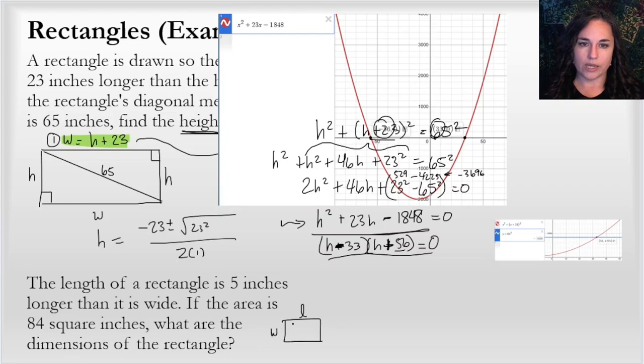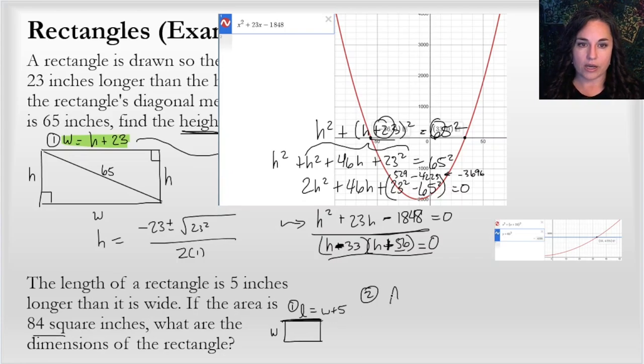When I draw this, I'm not going to do a length here and a width here. I'm going to say that the length of the rectangle is 5 inches longer than it is wide. So on my picture, L is the longest side here. L is W plus 5. Okay, so that's setting up my first equation. I think just using that information will help me set it up. The second equation I need comes from the information about the area.